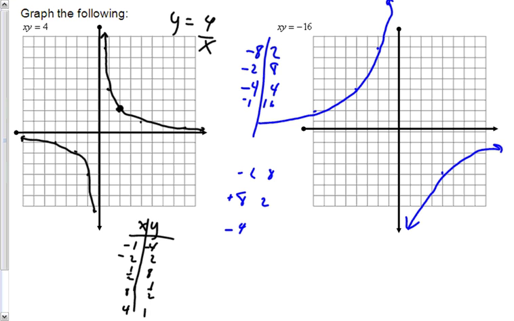So those are your inverse variation. Think of it as one goes up, the other goes down. It's not a proportion. Don't make it a proportion, okay?